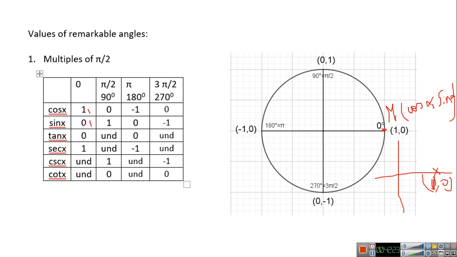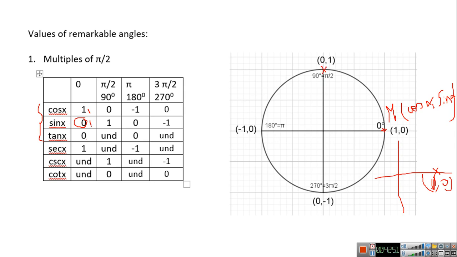Tangent is sine over cosine, 0 over 1 is 0. Secant is the inverse of cosine, 1 over 1 is 1. Cosecant is the inverse of sine, 1 divided by 0 is undefined, you cannot divide by 0. Cotangent is cosine over sine, or 1 over tangent, 1 over 0 is undefined. So the most important is to know these three, because the rest will be the inverse.